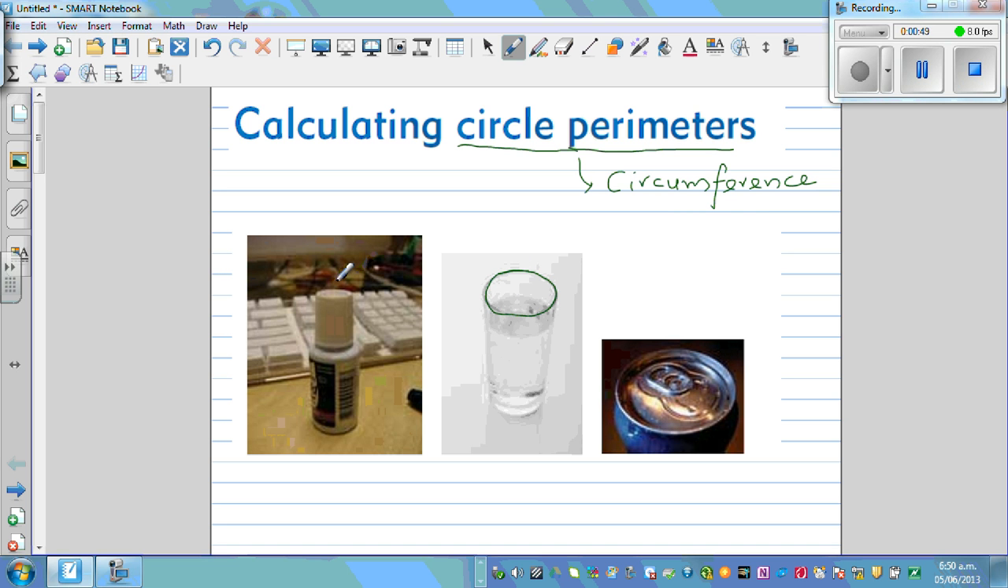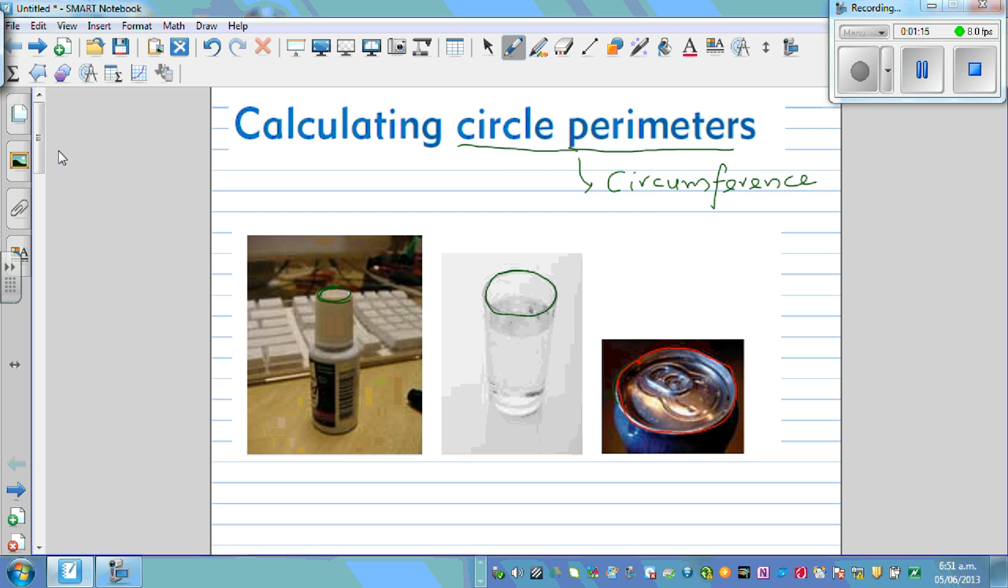Or suppose this is a cap and you want to find the circumference of this cap. This is the total distance around the circle. Now, this is a coke container, so here let me use a different color. The distance around this coke container is called the circumference or the circle perimeter.